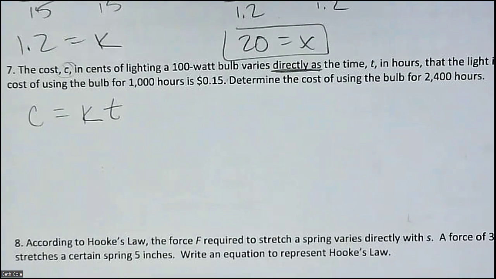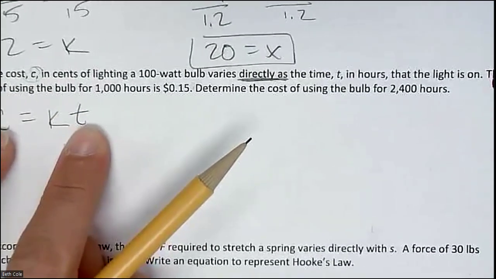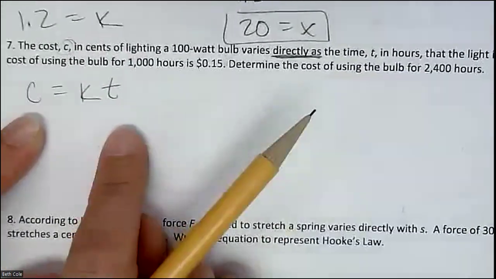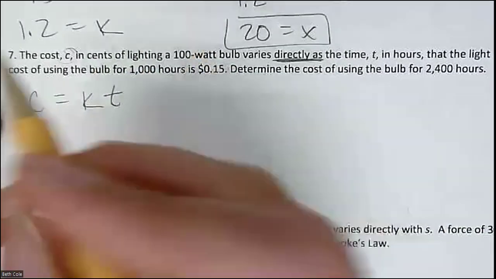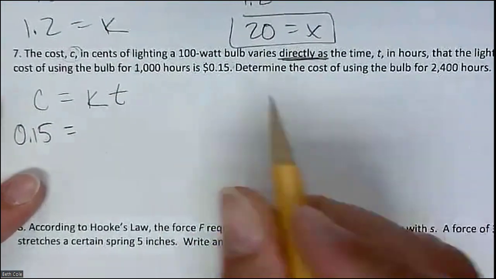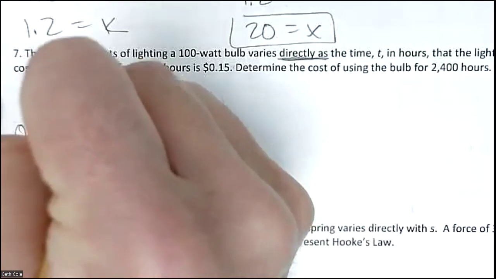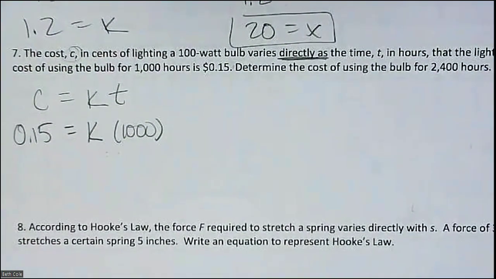All right, so go ahead and read. Can you find a cost and a time? It's going to say it if you just read it. The cost is 15 cents, so you're going to put that in for C. For 1,000 hours. Hold on, we're just not there yet.